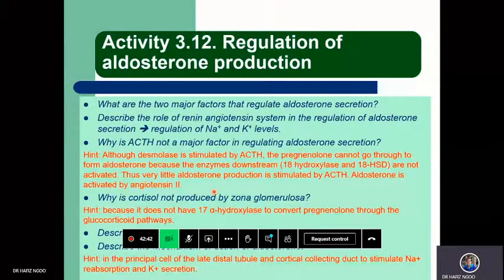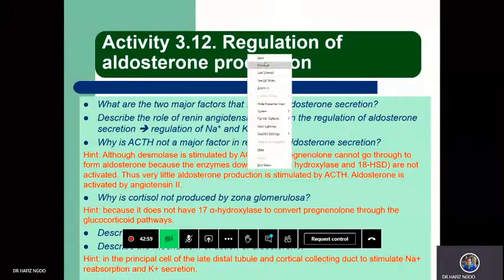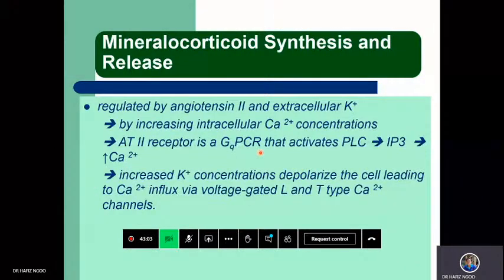Okay. Then why is cortisol not produced in the zona glomerulosa? Because of the lack of 17-alpha-hydroxylase. Okay, and then describe the mechanism of regulation by angiotensin 2 and also potassium level. The mechanism of action, we'll look at it later.